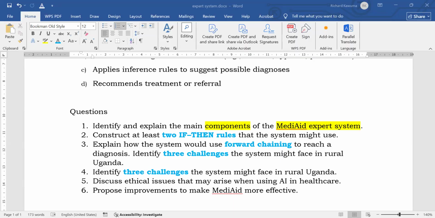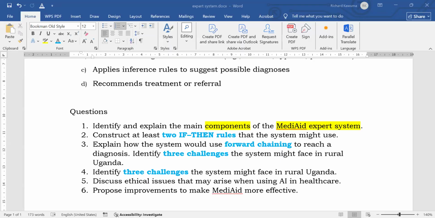And what is contained in a knowledge base? Okay? So what you contain in a knowledge base, these are the facts. For example, facts about malaria. What causes malaria? Okay? This patient has come. He has malaria. So we are looking at facts. Then we are going to look at the rules and the relationship between the symptoms. Okay?